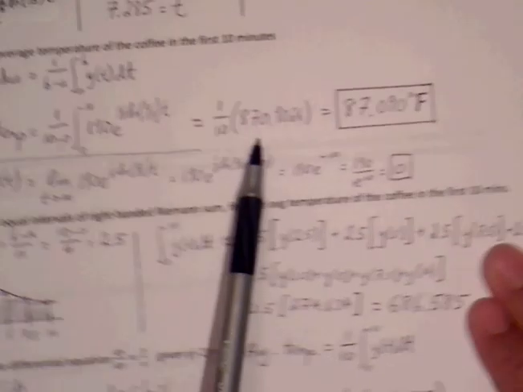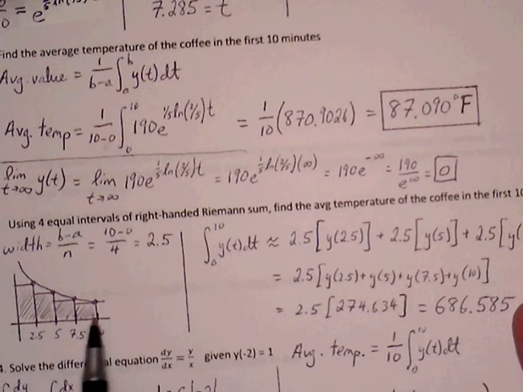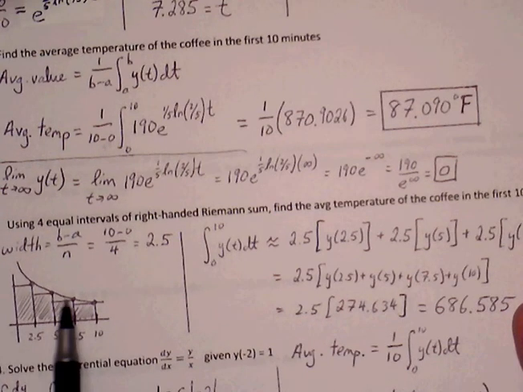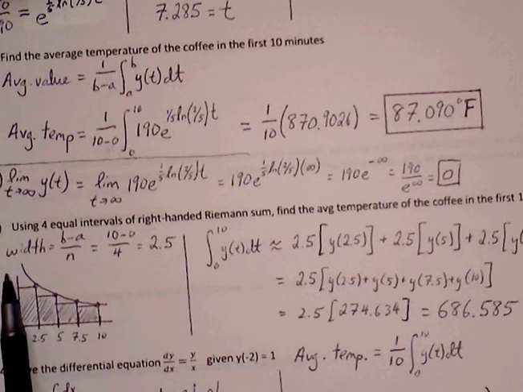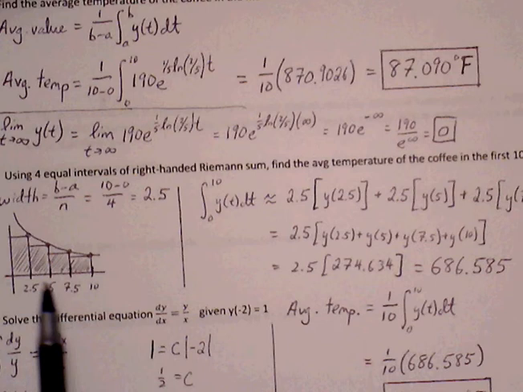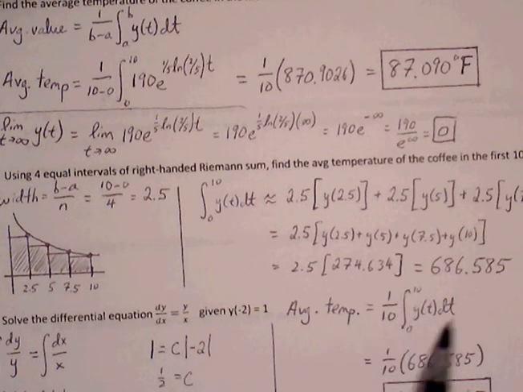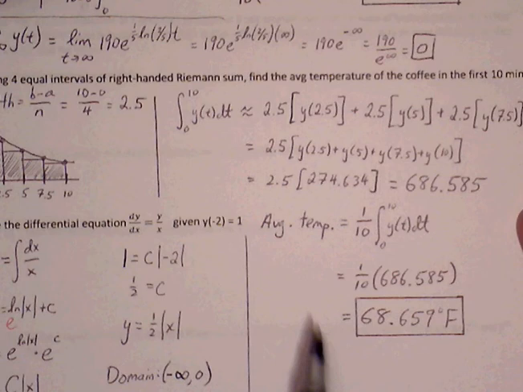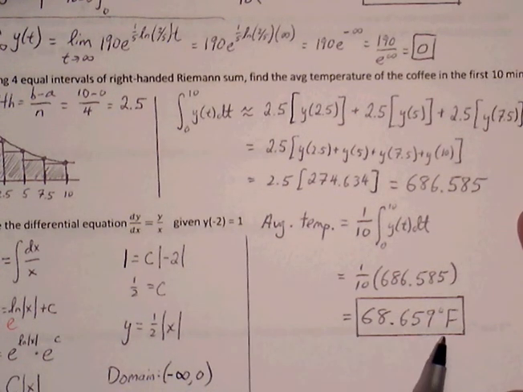Now this is going to be an underapproximation of the actual area that we just found. And that should make sense because we see that everything here is below the graph, we have gaps here. So we know the area of these 4 rectangles will be under the actual area. So the average temperature formula is just 1 over b minus a times the definite integral, which we found using approximation to be 686.585, and divided by 10, we get 68.659 degrees Fahrenheit.